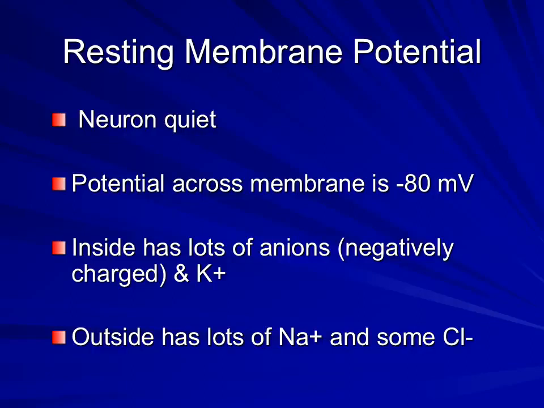Inside of the cell body, there are lots of anions, and we talked earlier about that's an ion that's negatively charged, so it's gained an electron. And there's also a little bit of potassium inside the cell. On the outside of the cell, in the extracellular fluid, there is a lot of sodium, which is positive, and a little bit of chlorine or chloride, which is negative.